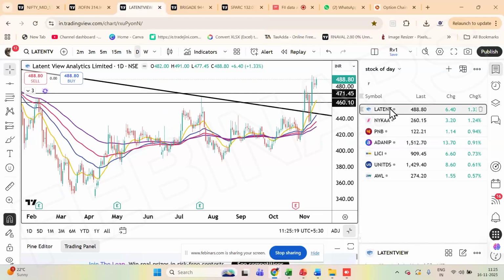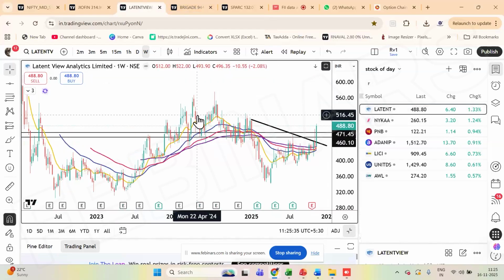Latent View is a chart where a bullish structure is built, and a base rally is starting. 472 and 460 are the support zones. Any declines by the Latent View, 492 above, the stock can hit the zones of 517 and 555 levels. 555 levels can be seen in Latent View.